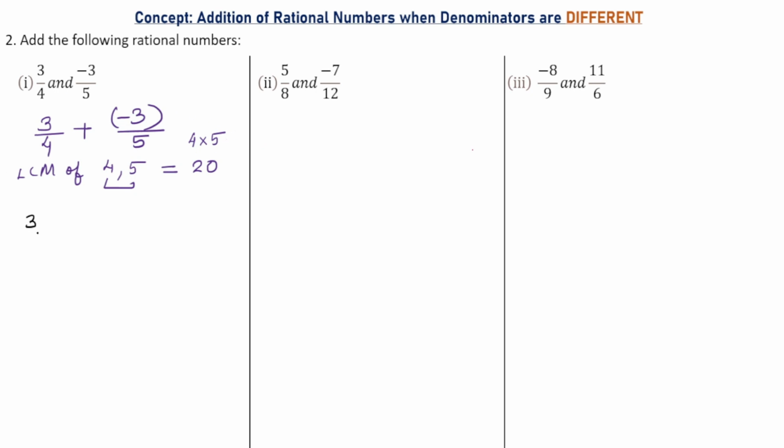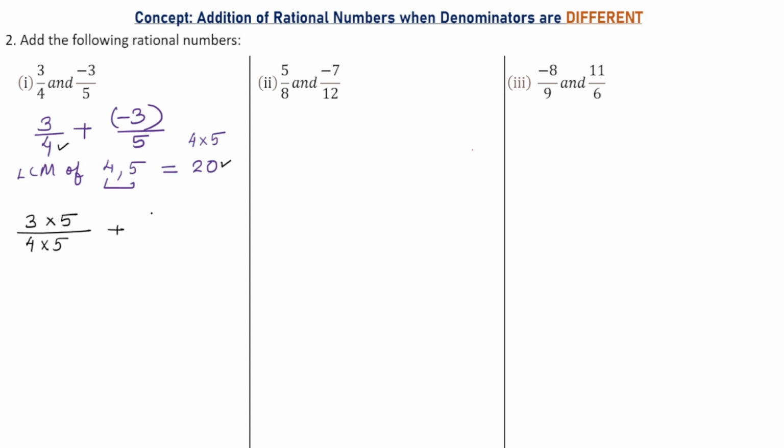Next, take the first rational number and make the denominator equal to 20. So if I have to make 4 equal to 20, I have to multiply this by 5. And if I am doing anything with the denominator, I have to do the same thing with the numerator. It means I will multiply the numerator as well with 5.